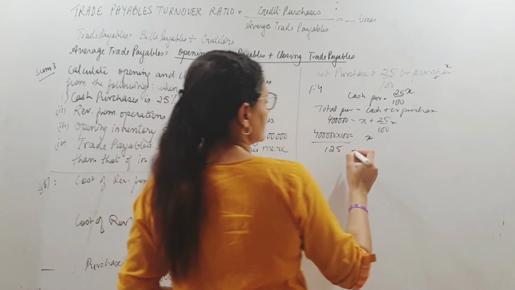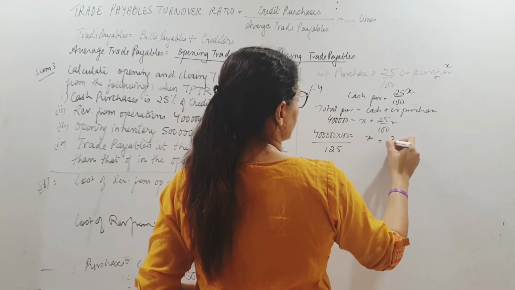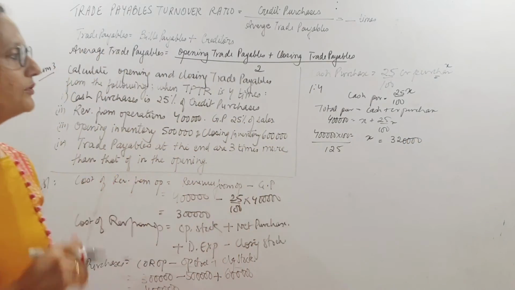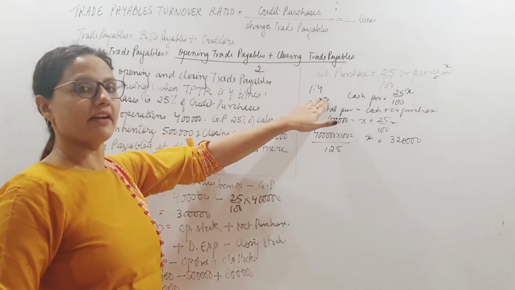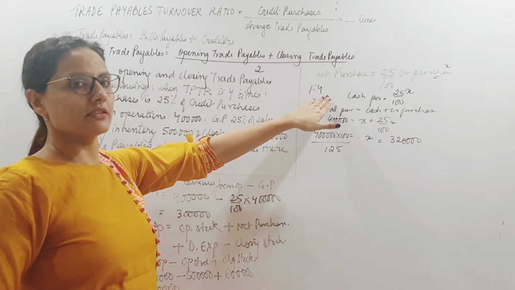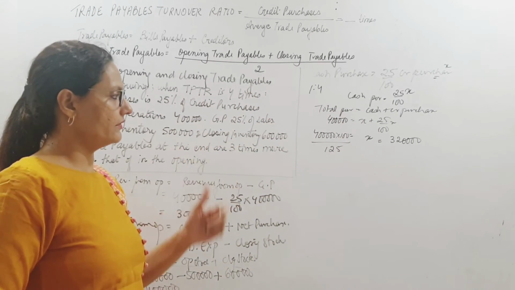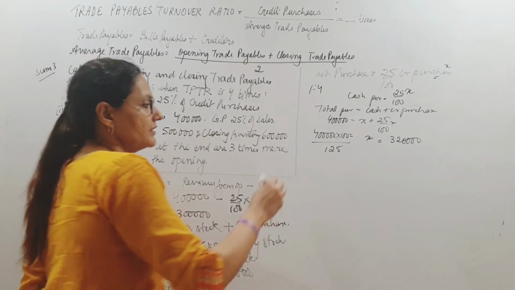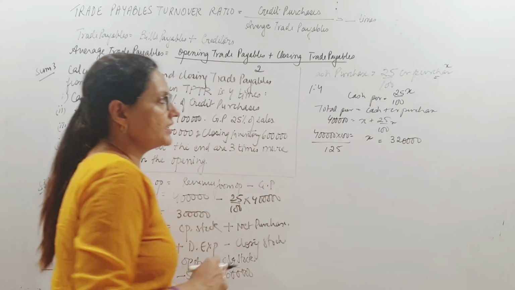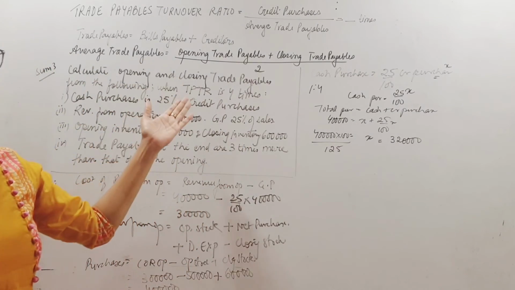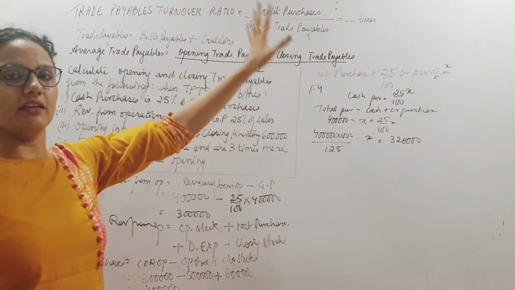How much? 3,20,000, I guess. Even if I do the ratio method, total will be 1 plus 4, 5, divided by 5 into 4. Correct. So x is 3,20,000. What is x? Credit purchase. We have got credit purchase, the numerator we have found out.